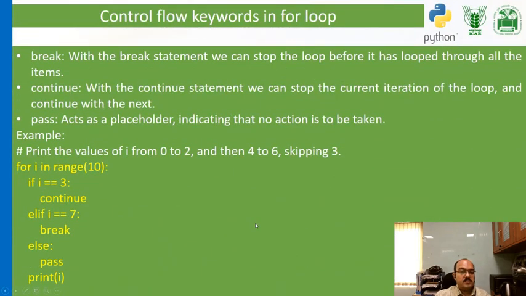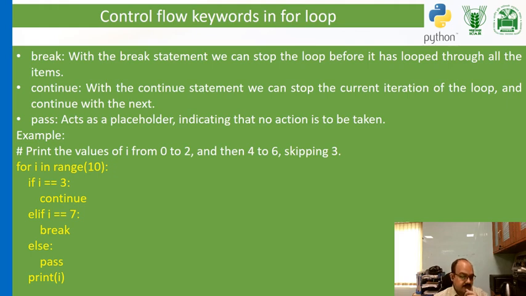Then we see the control flow keywords in for loop, like we have also used in case of while loop: the break statement, continue statement and pass statement. Similarly, we can use those in case of for loop also. So as we have seen earlier, with the break statement we can stop the loop before it has looped through all the items, and in case of continue, we can stop the current iteration of the loop and continue with the next, and pass is used as a placeholder indicating that no action is to be taken.